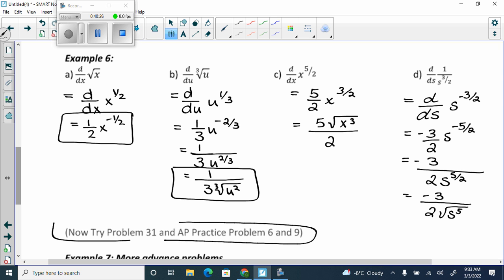When you're doing product rule with f being just a number, like 2, 7, 8, 4, don't do product rule. You can just do power.